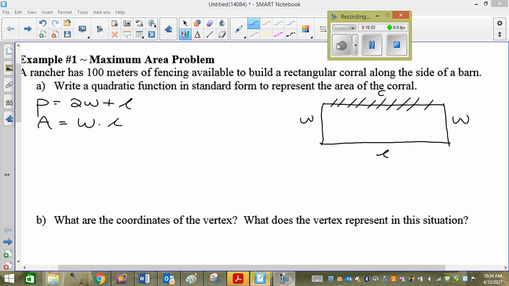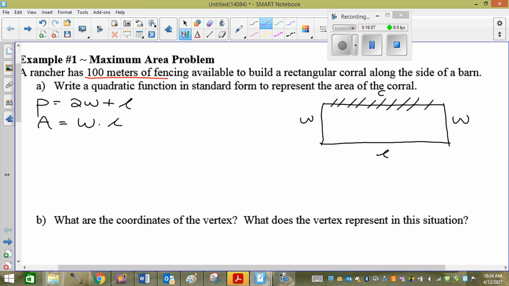So let's put in, we know that the rancher has 100 meters of fencing available for that. So we know that the perimeter can be a maximum of 100 in this case. So we'll say 100 is equal to 2W plus length. And now if we want to substitute a variable into the area so that we can build this equation, let's isolate the one that's up by itself already. So in this case, we're going to say length is equal to, and we'll subtract 2W from both sides.